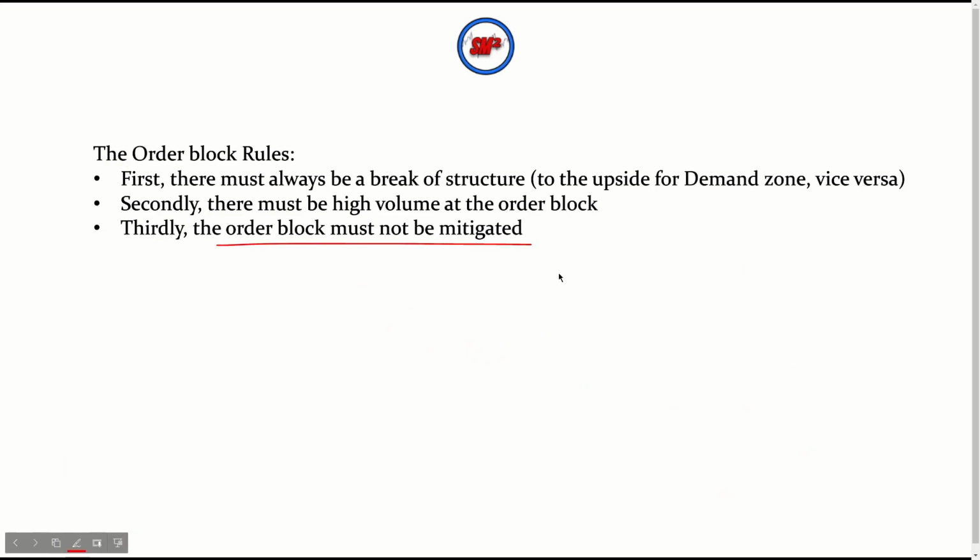Now thirdly, the order block must not be mitigated. If I just show you that with the demand zone, now let's just say, actually, I'll draw this one more time just to make this point.